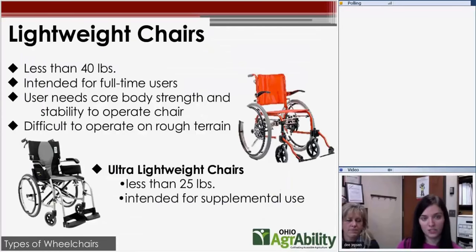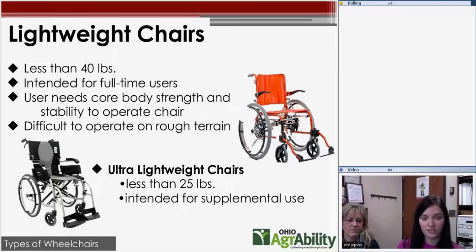Of manual chairs too, there's another class of chairs, lightweight chairs, which are those that are less than 40 pounds. They are intended for full-time use. Users best suited to these chairs are ones who have good core body strength and are able to sit upright without any type of supports and are still able to operate the chair independently. A downfall of this type of chair is they are difficult to operate on rough terrain.